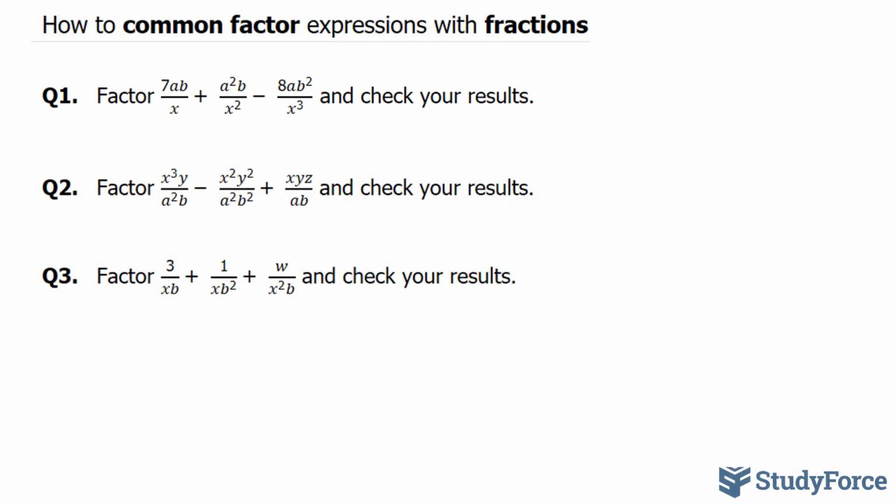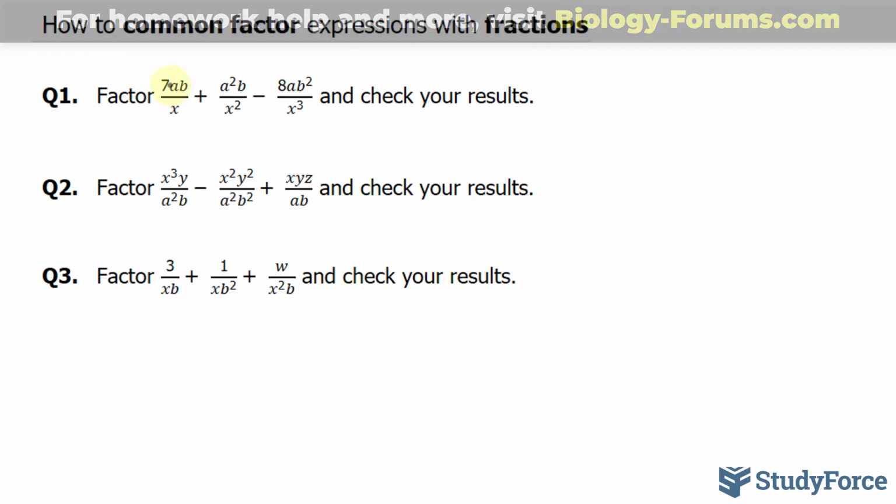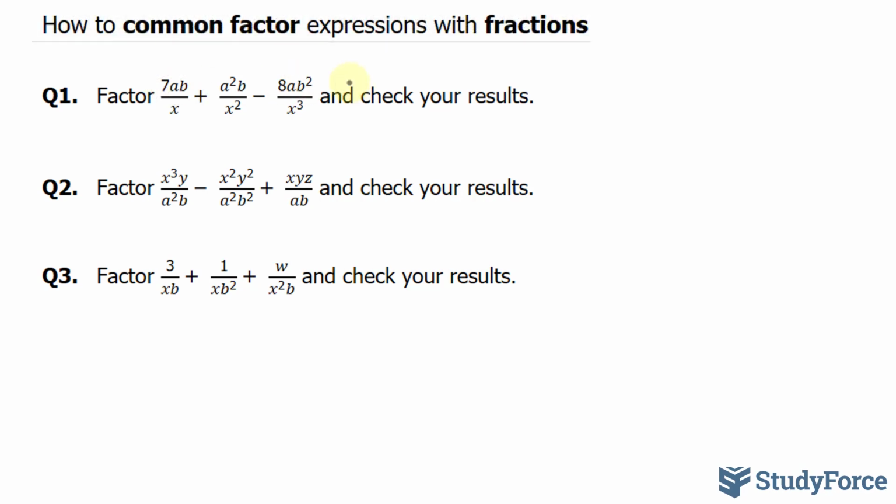To common factor expressions containing fractions is very similar to common factoring a regular expression. The top part is the exact same, so pretend that there were no denominators in any of these terms and factor it as if you would factor any expression. That is, what factor is in common in each of these numerators? We have an a here, here, and here, so we can pull out 1a. There's a b in common in all three terms as well.